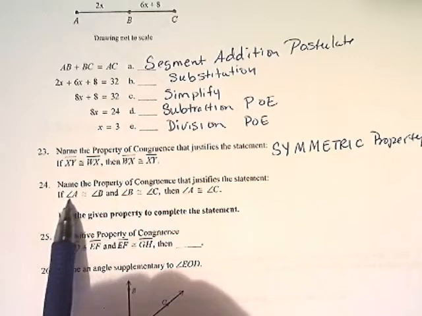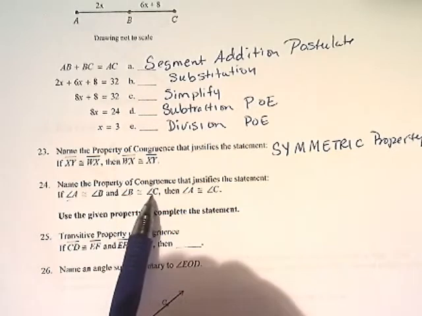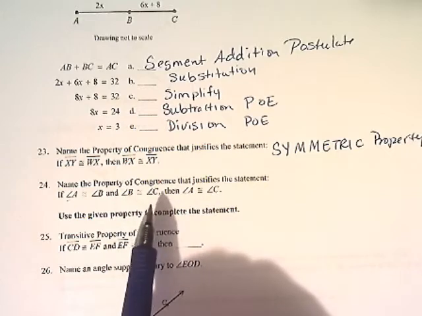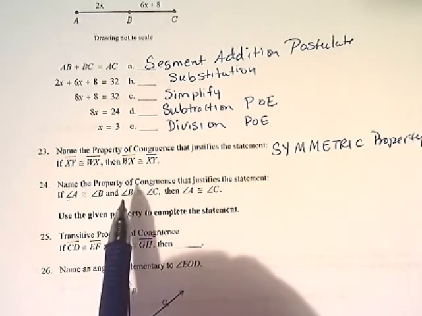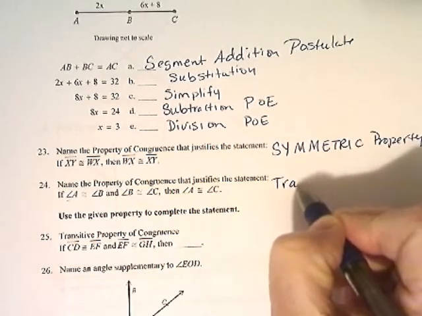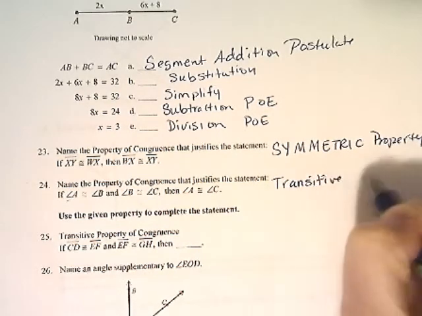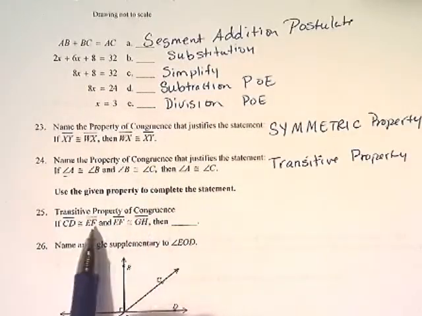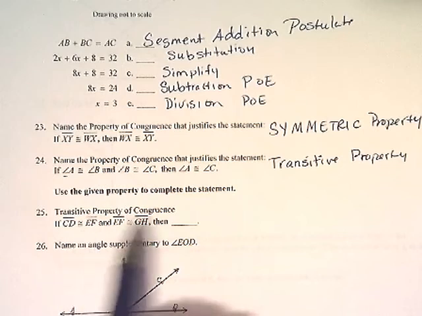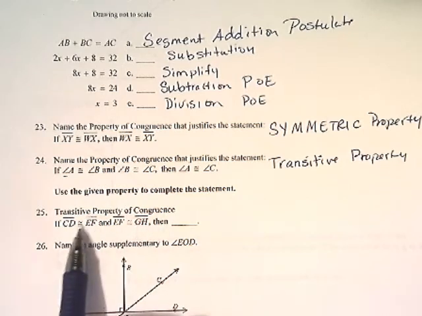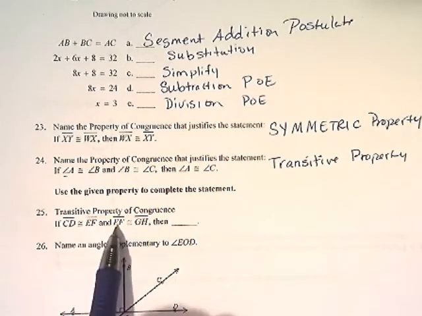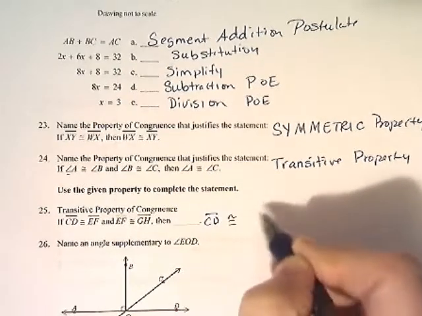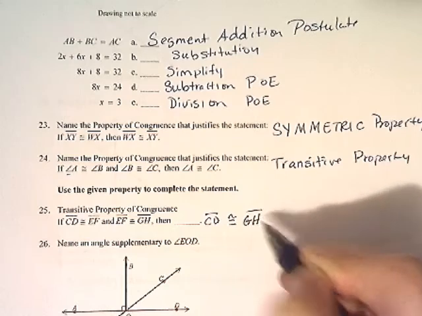The next one, if angle A is congruent to angle B and angle B is congruent to angle C, then angle A is congruent to angle C. So there's three things. We're transferring congruence from A to B and then B to C. That is the transitive property. Use the given property to complete the statement. Transitive property of congruence. If segment CD is congruent to segment EF and segment EF is congruent to segment GH, then segment CD is congruent to segment GH.